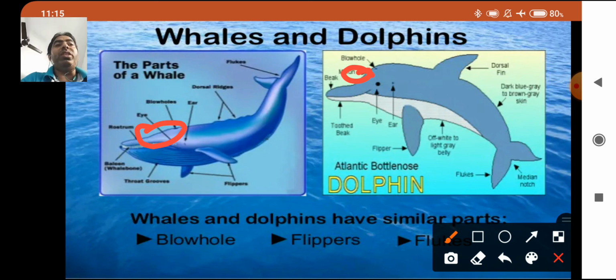This allows them to breathe in the air when they swim near the surface of water, and they can stay inside the water for a long time without breathing. So they come out to the surface from time to time to breathe.